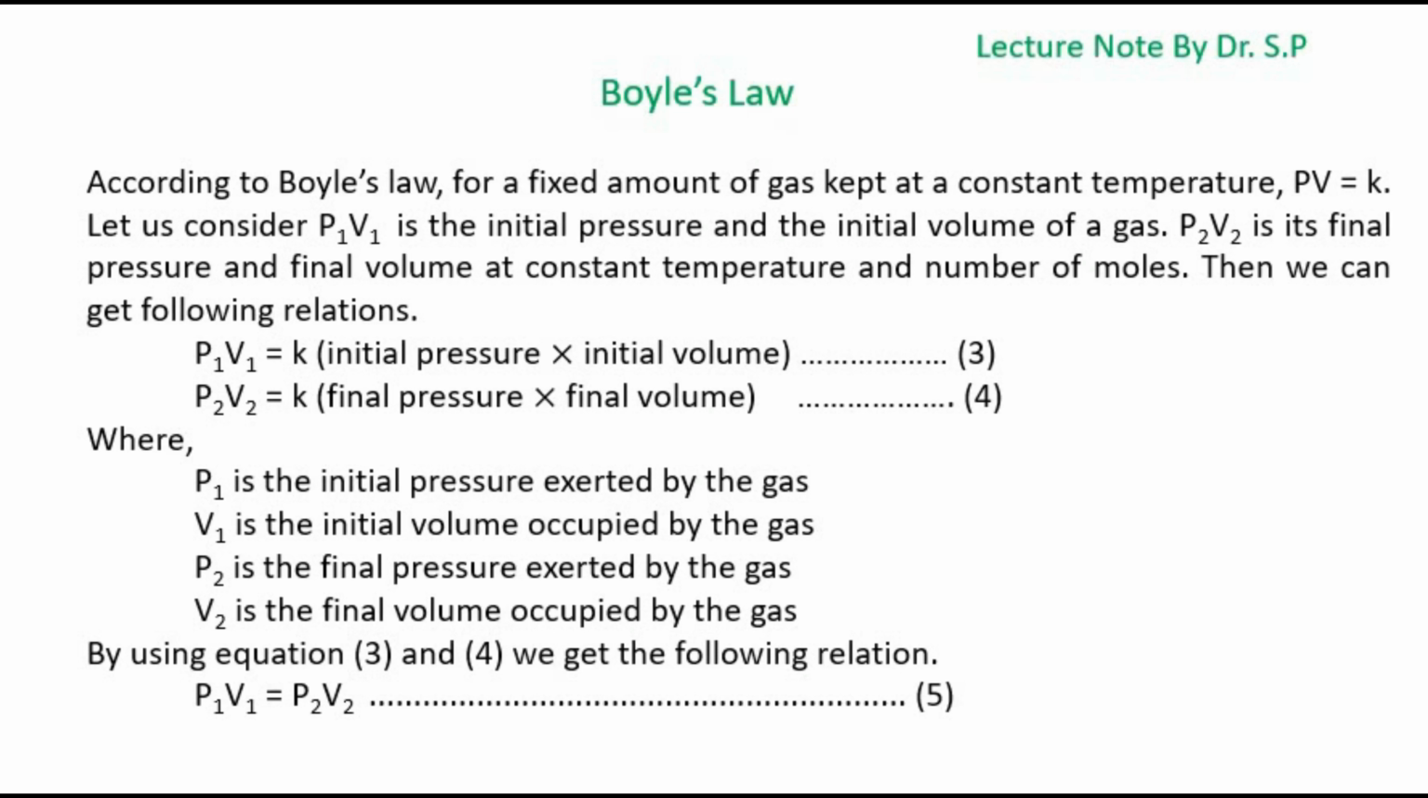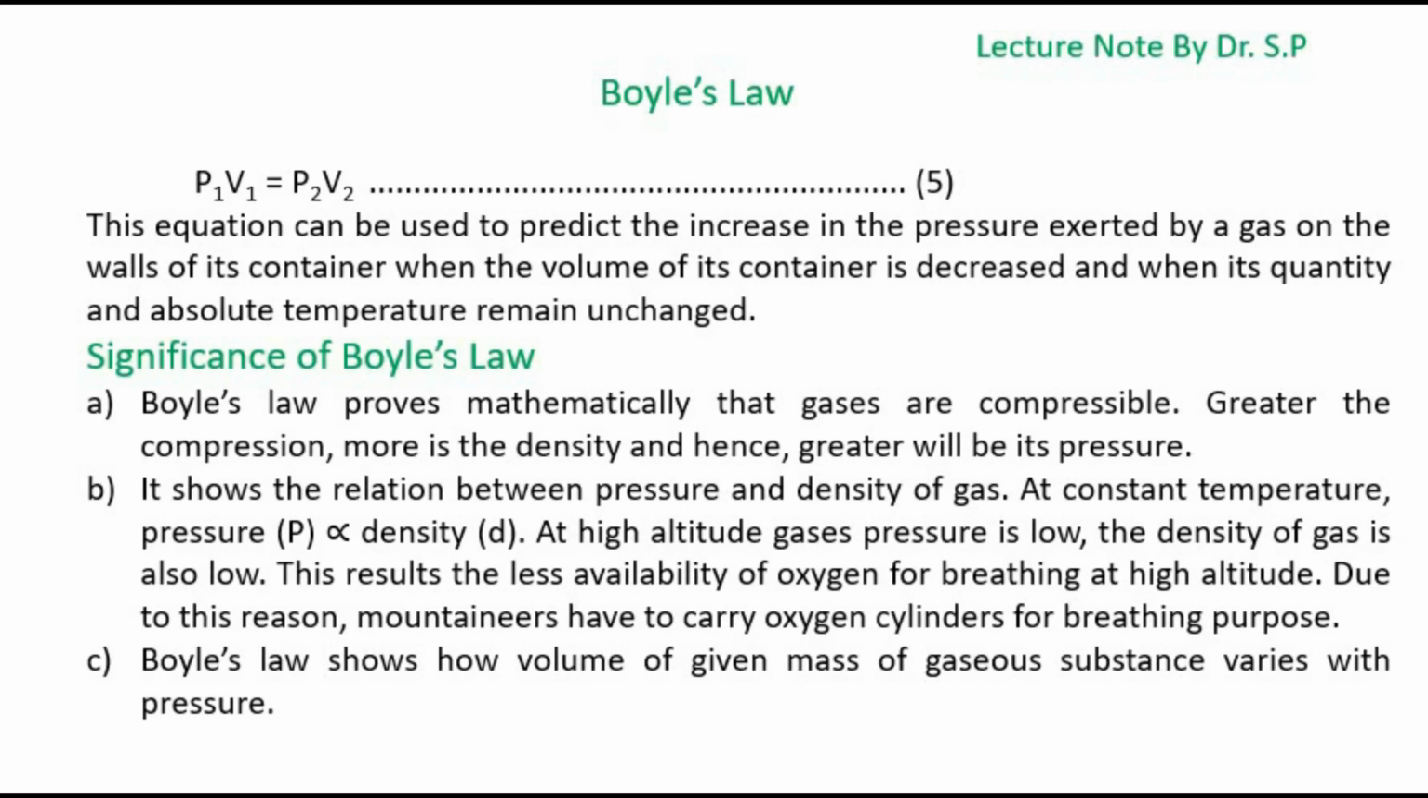By using equations 3 and 4 we get the following relation. P1V1 is equal to P2V2. This is the required equation of Boyle's law. This equation can be used to predict the increase in the pressure exerted by a gas on the walls of its container when the volume of its container is decreased and when its quantity and absolute temperature remain unchanged.